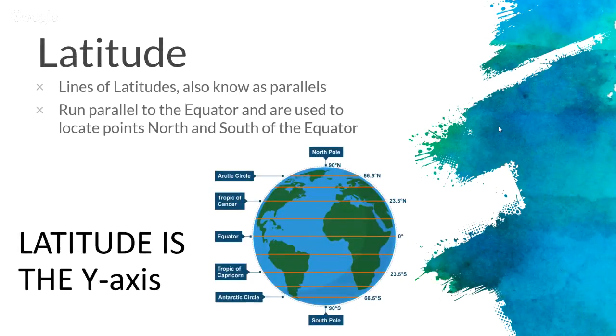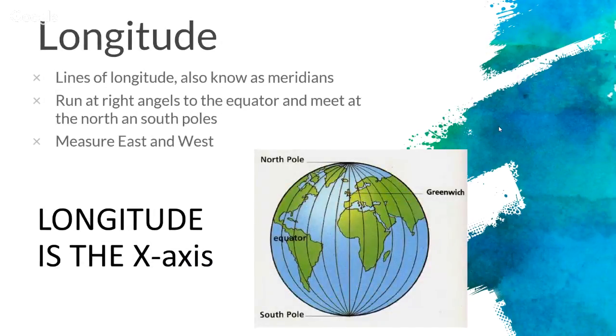So our latitudes run north to south. This is also that y-axis if you look at that Cartesian grid. These are also known as parallels because they run parallel from the equator. We have our lines of longitude. These are also known as the meridians. They run at right angles and they meet at the north and south poles. This is our x-axis and they measure east and west.